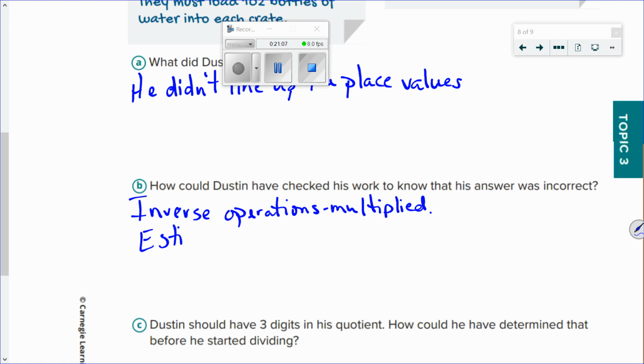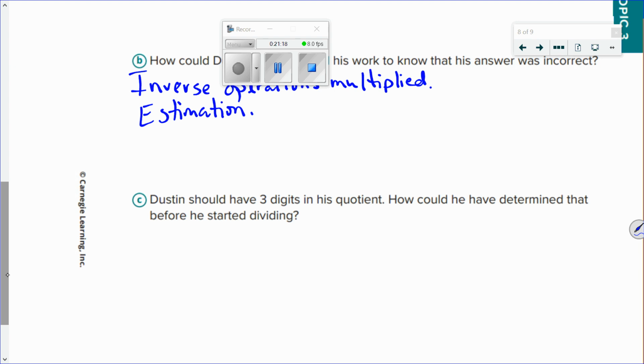And if he estimated, he would have realized he needed 3 places in his answer instead of just 2. So place value would have helped him. So Dustin should have had 3 digits in his quotient. How could he determine that before he started dividing?